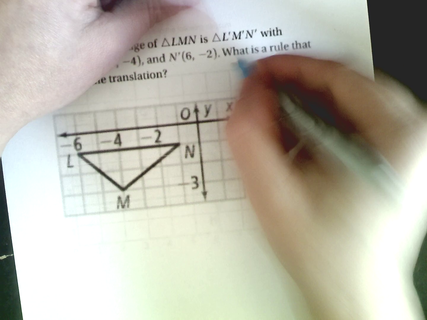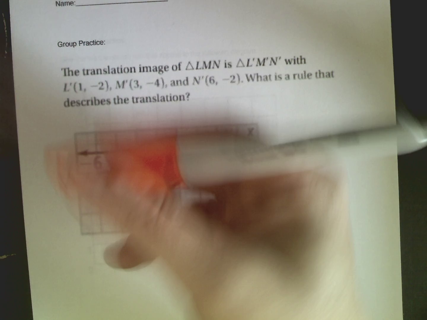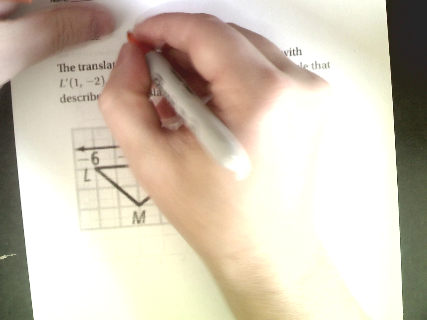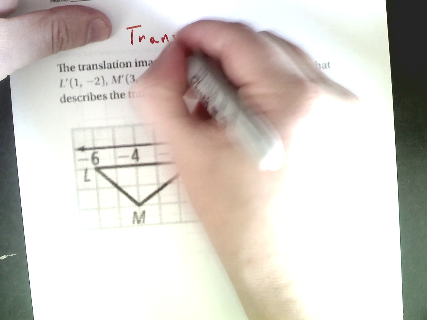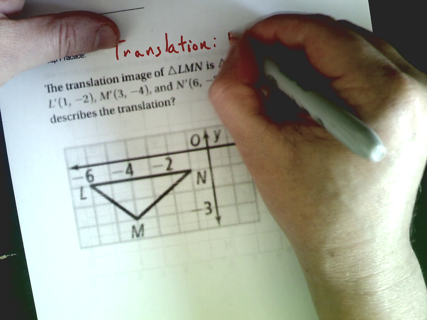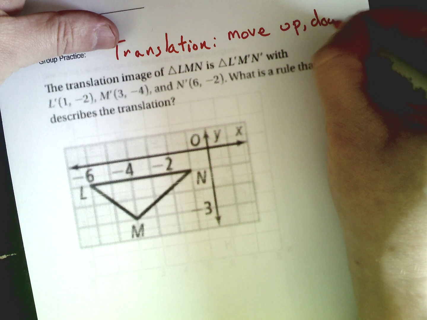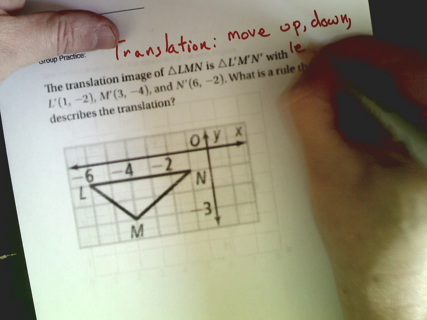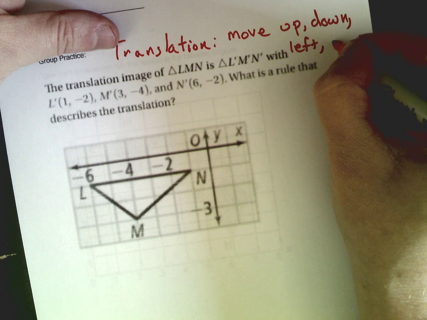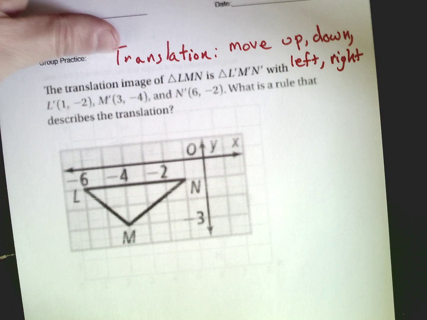So translation, you can think of it like, let me get a different pen. Let's go orange. I'm in orange mood today. A translation means you move up, down, left, or right. So it's just a movement.